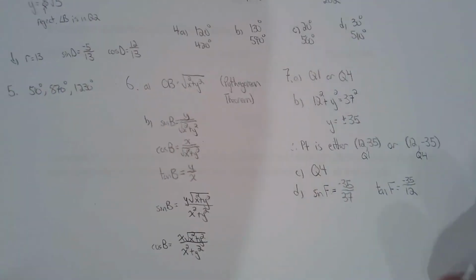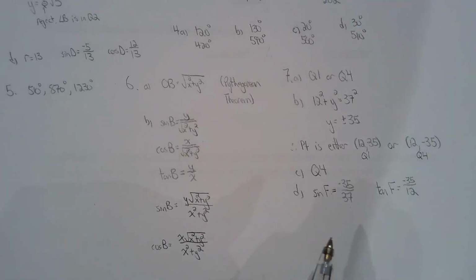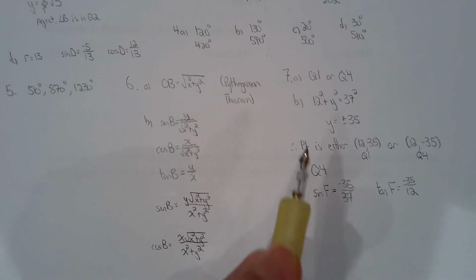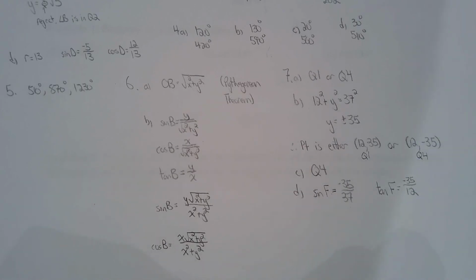For question 7, we're told that cosine f is 12 over 37. Since the ratio is positive, cosine could be in quadrant 1 or 4. We don't really know, but in part C, 7C, they say sine is negative. If sine is negative, you cannot be in quadrant 1, so you must be in quadrant 4. Then you can solve for the other ratios if you know y. So y is negative 35. Hopefully the homework wasn't too bad.